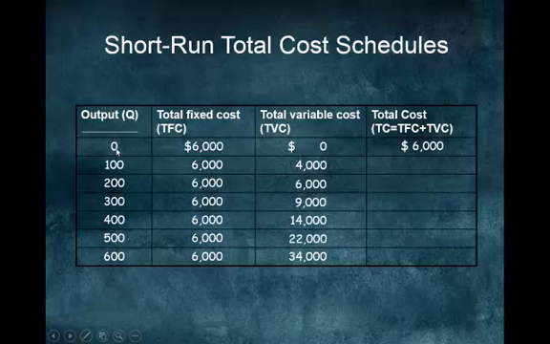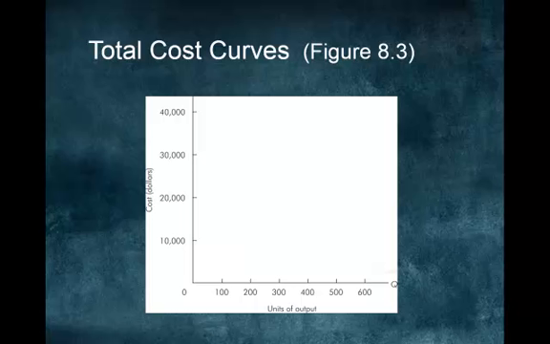Here we can find the total cost: 6,000 plus 0 equals 6,000. That means TFC plus TVC equals TC. In this way, we can calculate other things too.